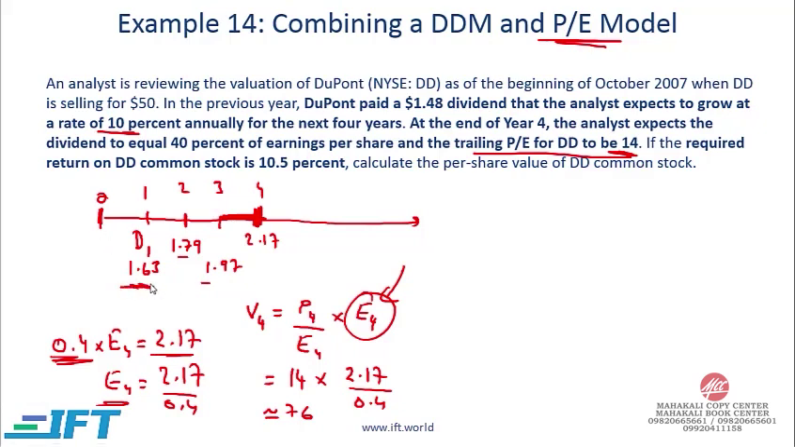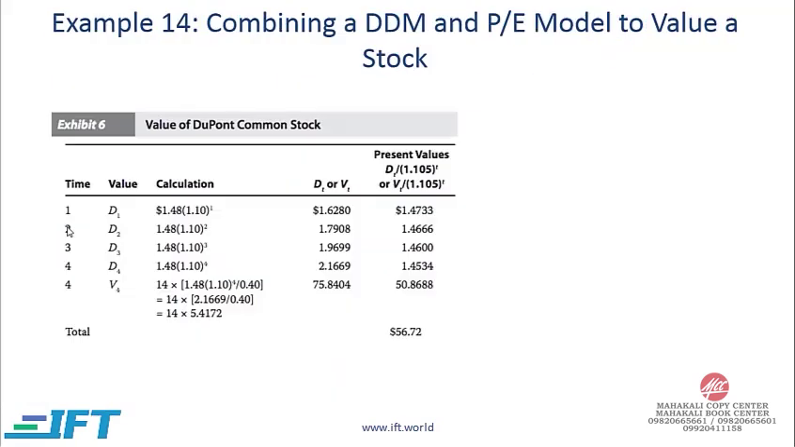Cash flow 1 is 1.63, cash flow 2, 1.79, cash flow 3, 1.97, and cash flow 4 would be this dividend of 2.17 plus the value of 76. The sum of the two numbers would be cash flow 4, and then using a discount rate of 10.5%, you will compute the present value at time 0. And if you do this correctly, the answer that you should get is 56.72.